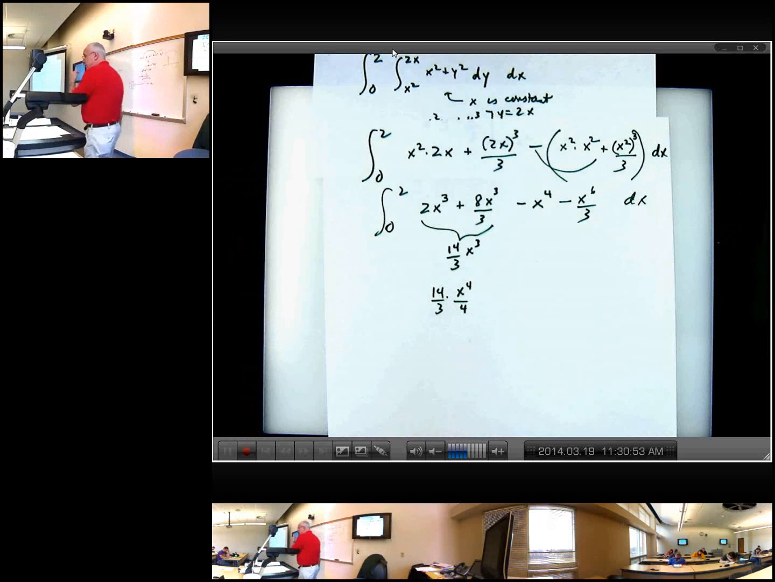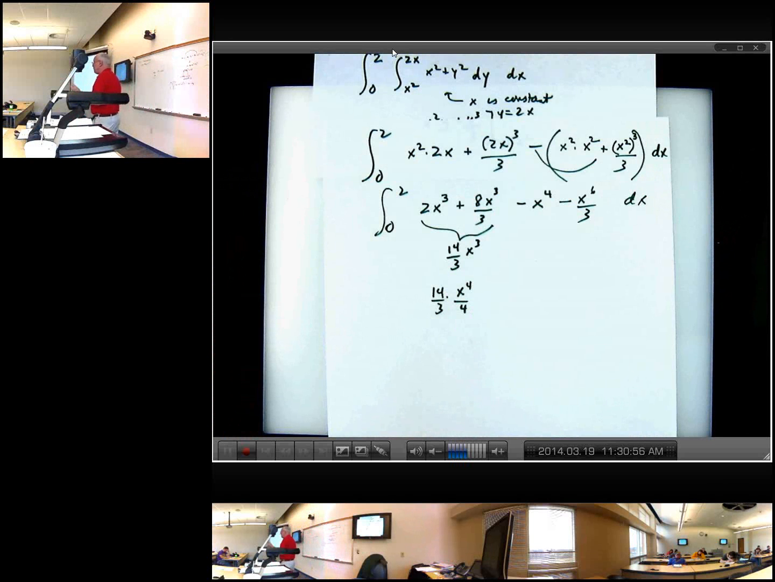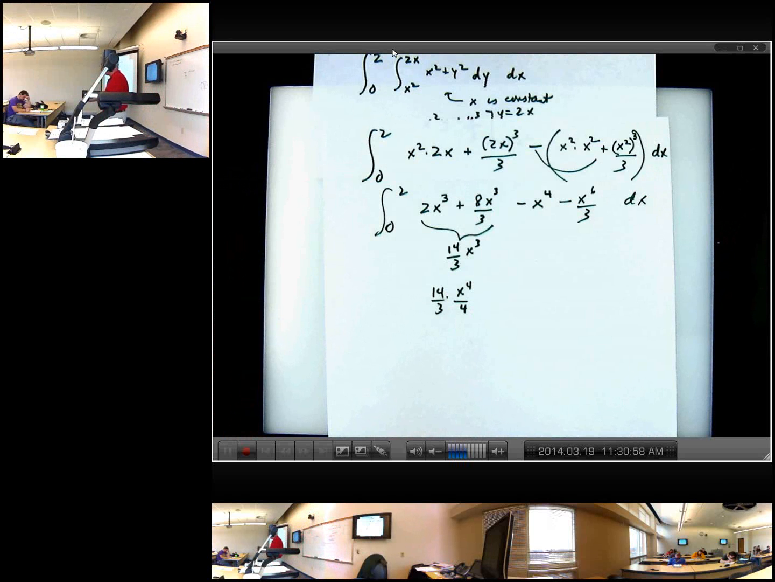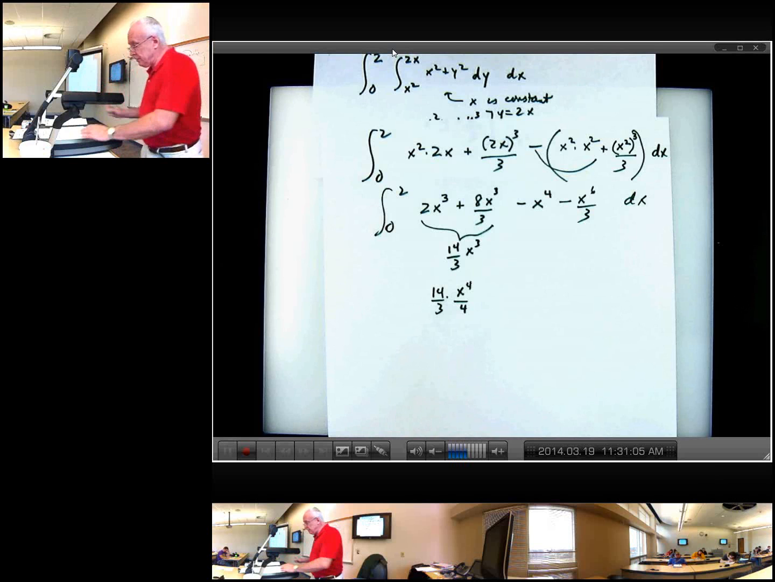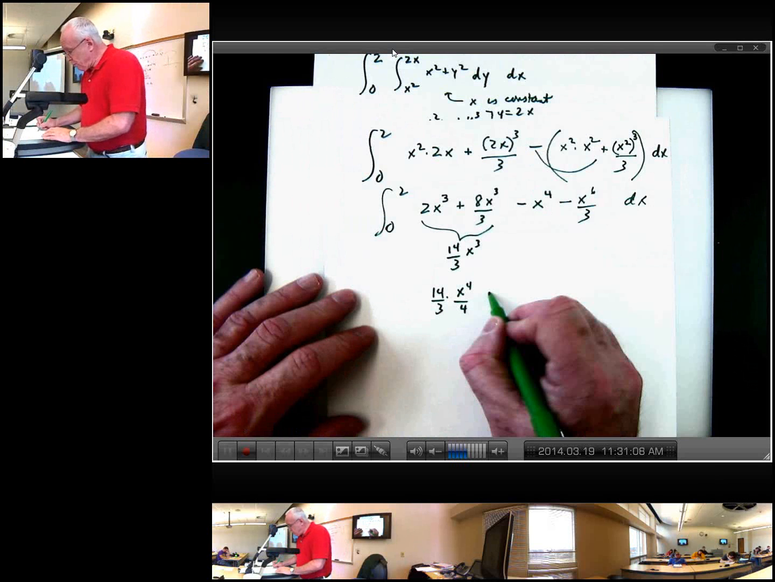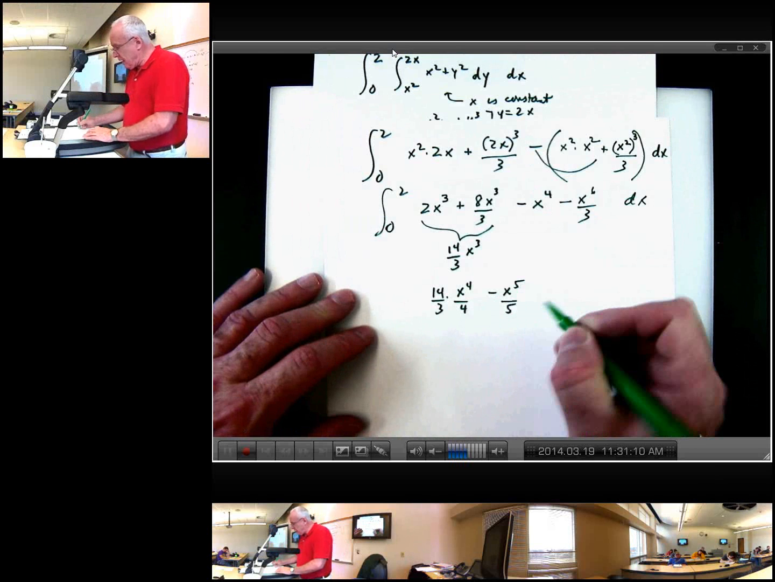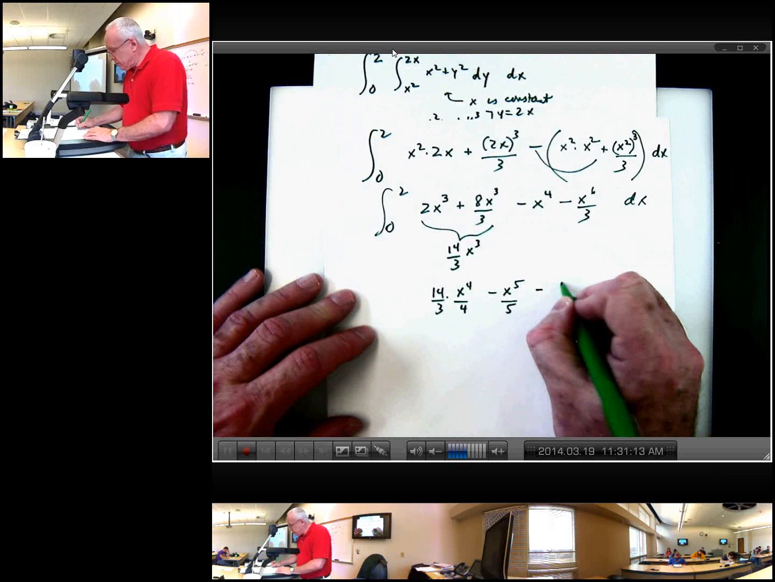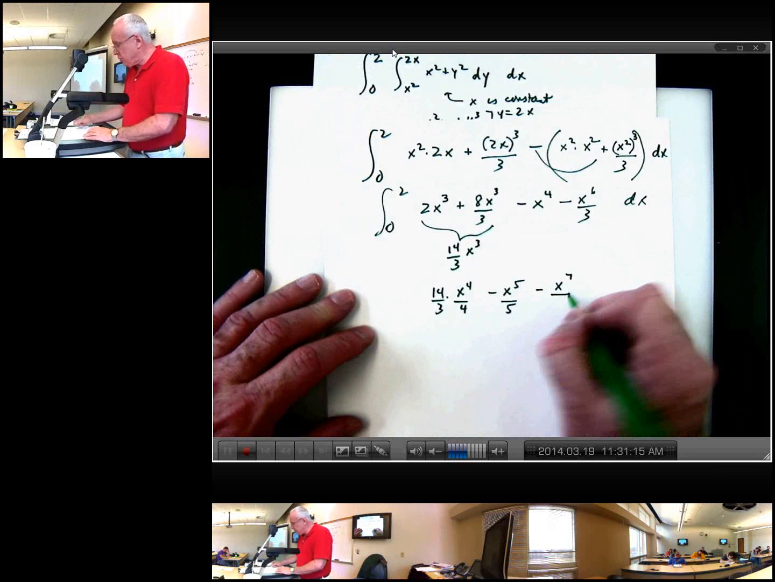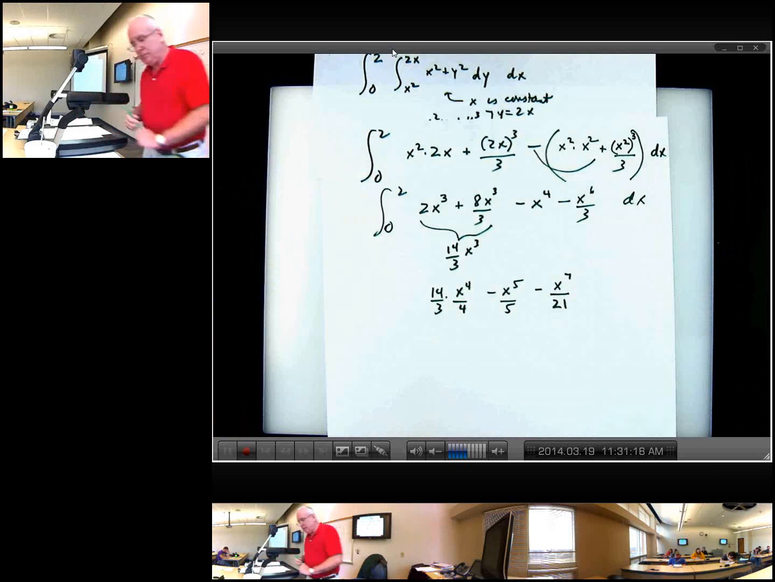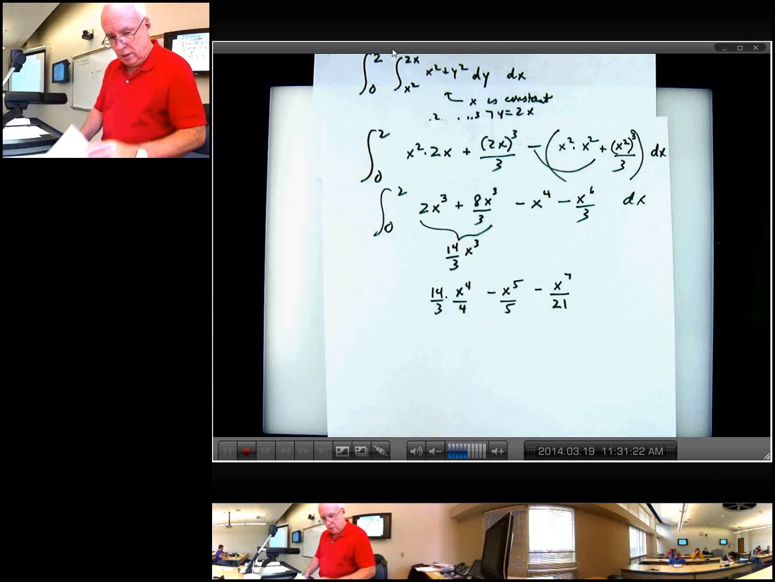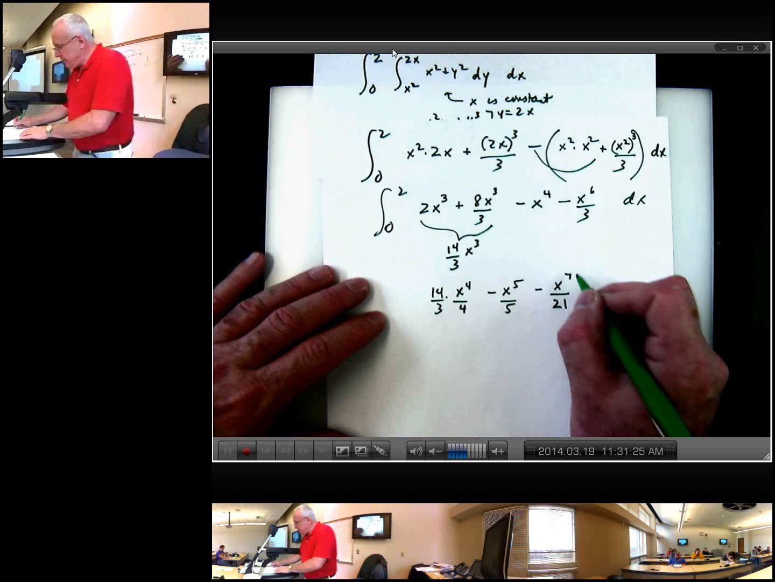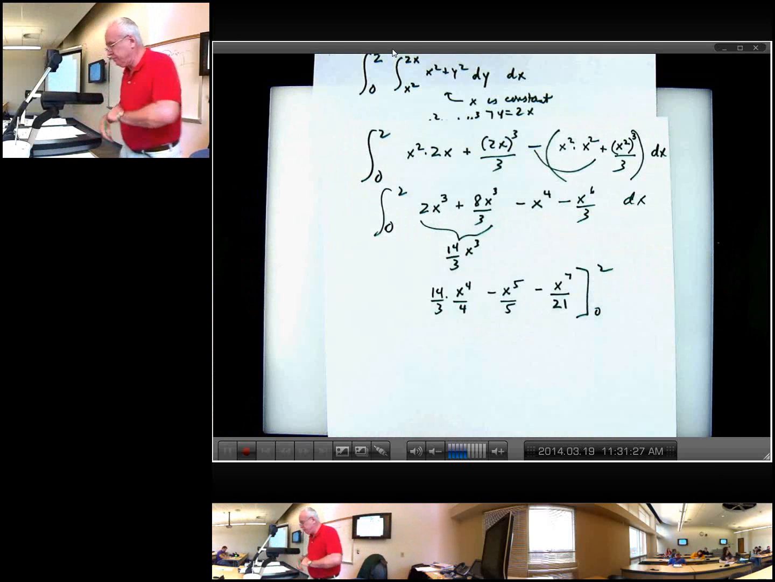Notice that for the most part, the antiderivatives in these problems are fairly straightforward. We're just talking, for the most part, about polynomials, so it's not particularly tricky to get their antiderivatives. Then minus x to the fourth is minus x to the fifth over 5. And then minus x to the sixth is minus x to the seventh over 7, but 7 times 3 is 21. Okay, and then this is all going from 0 to 2.